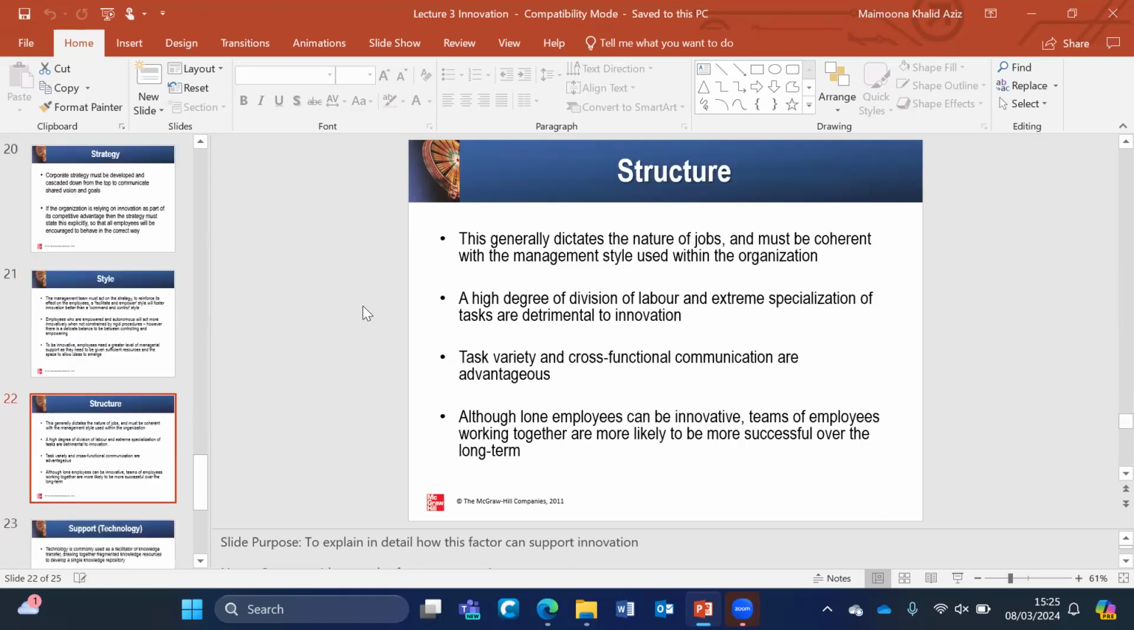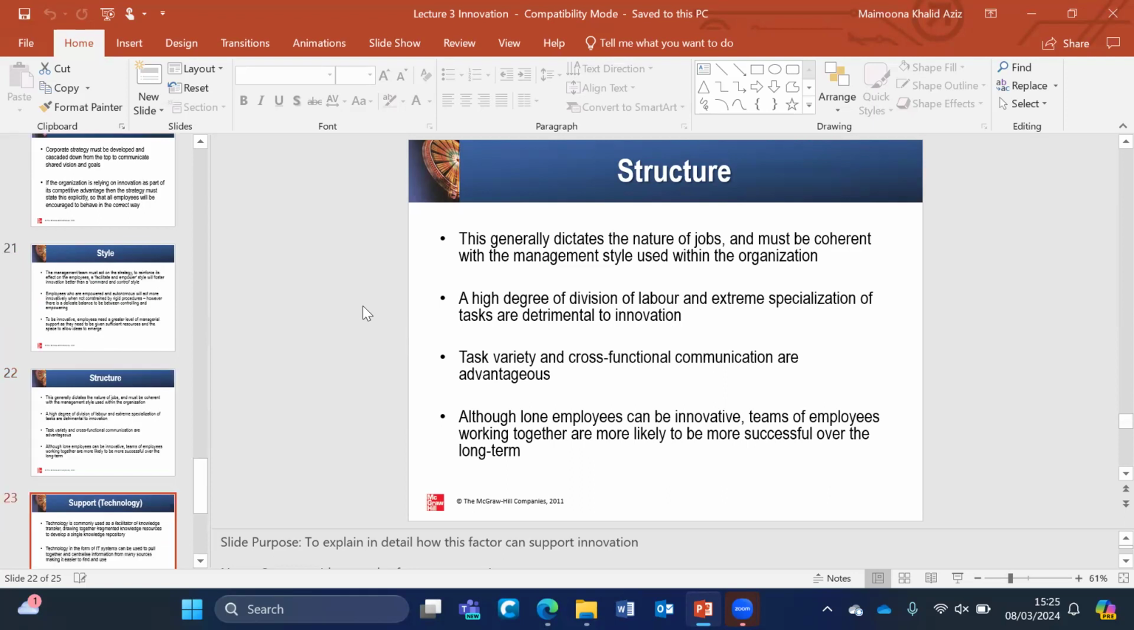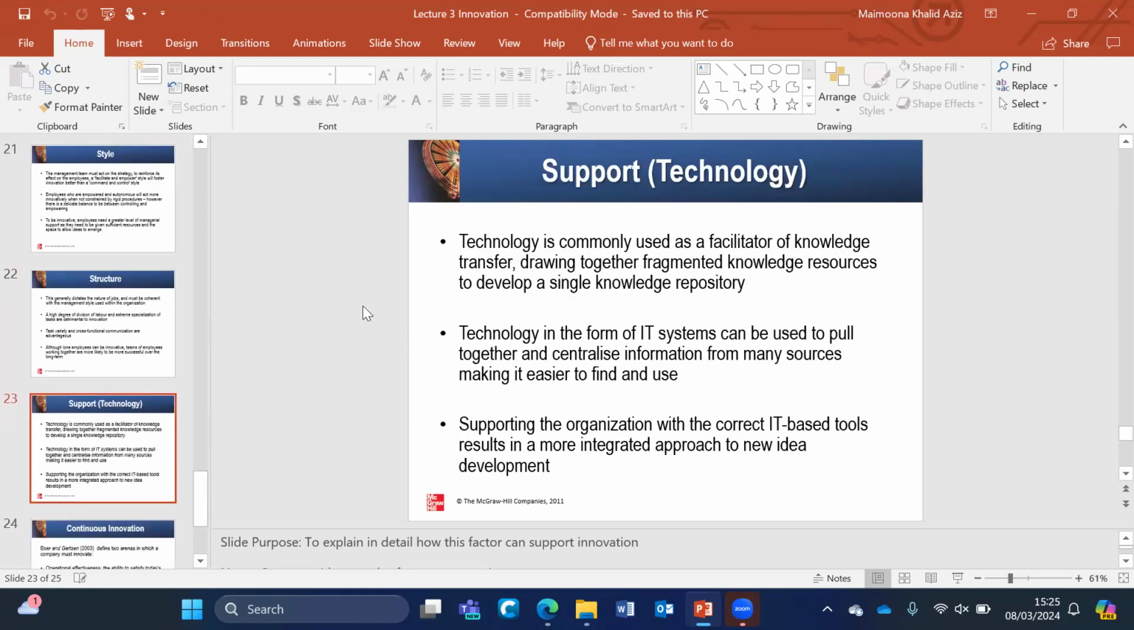The next one is structure. That means the nature of the job needs to be empowering and enabling your employees to present their ideas and to be able to focus on the innovation that you expect from them. And the last one is support or technology. This basically means that you should be able to provide the tools required in your business, like computers, the technology, internet. As we can see in today's society, AI has become very groundbreaking, and you need to have all of those in order to support your employees into having new ideas and innovations.